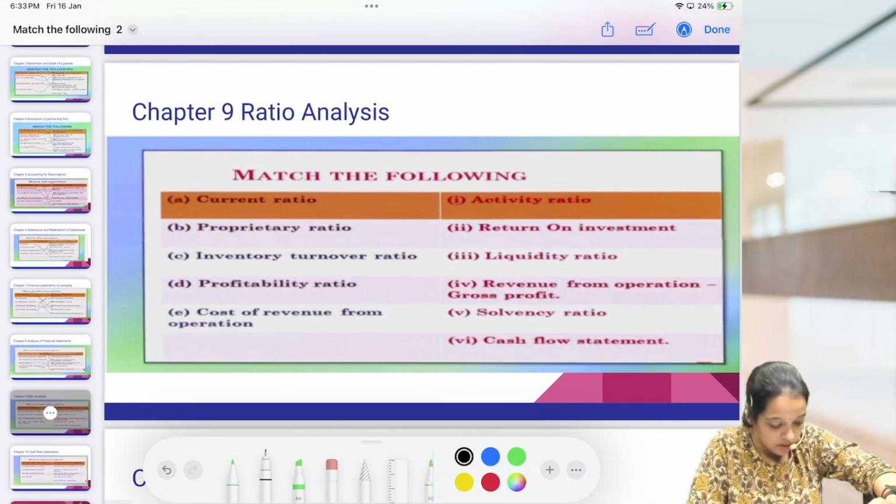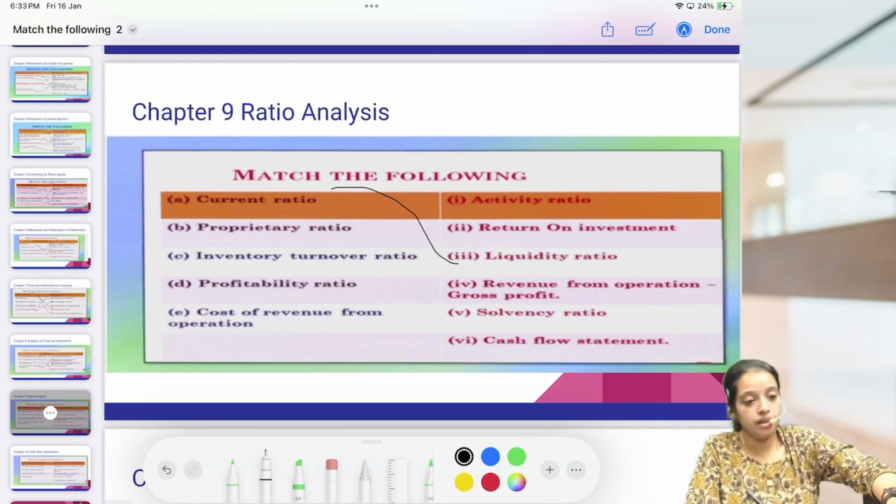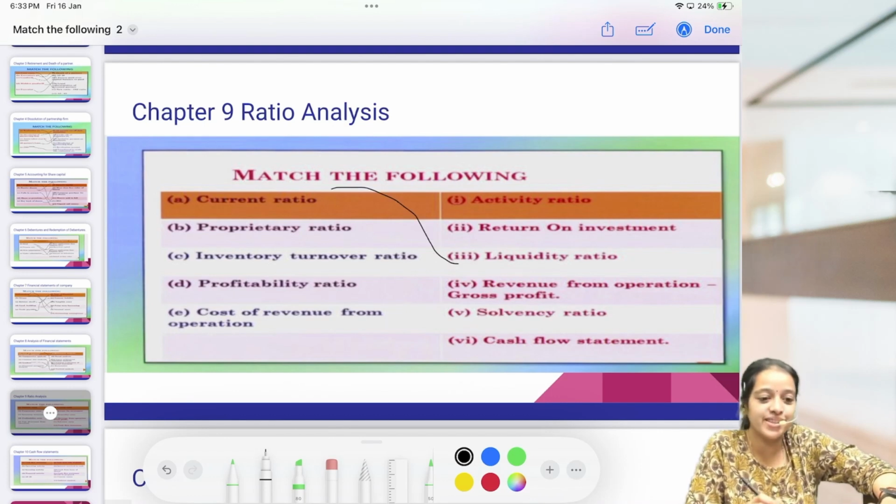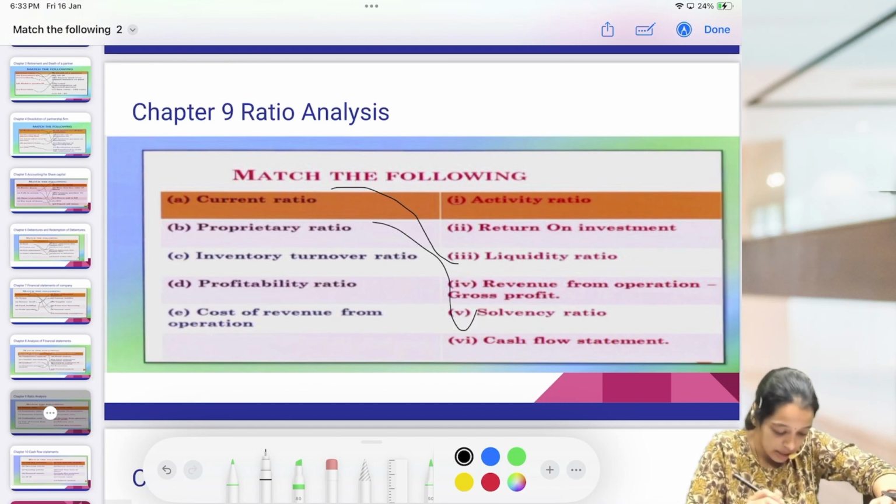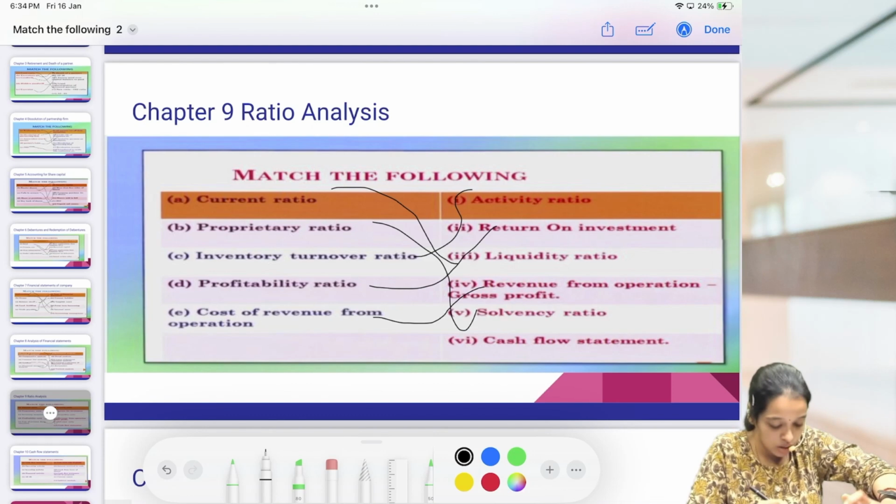So we are on the next chapter, that is ratio analysis. Current ratio, so current ratio is liquidity ratio because it is very closely related to the liquidity of the firm. Then proprietary ratio is related to solvency ratio. Then your inventory turnover ratio is activity ratio. Profitability ratio will be return on investment. Cost of revenue from operation, this is going to be revenue from operation minus the gross profit.